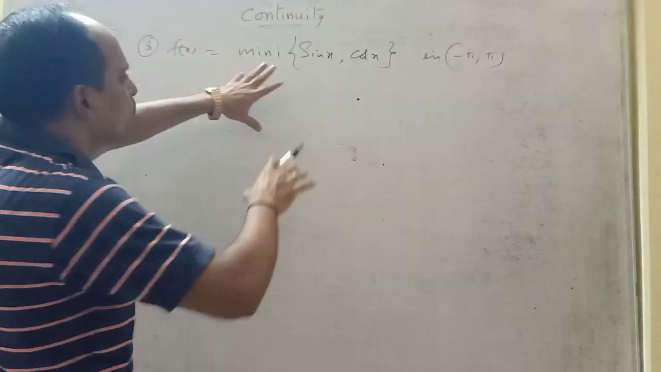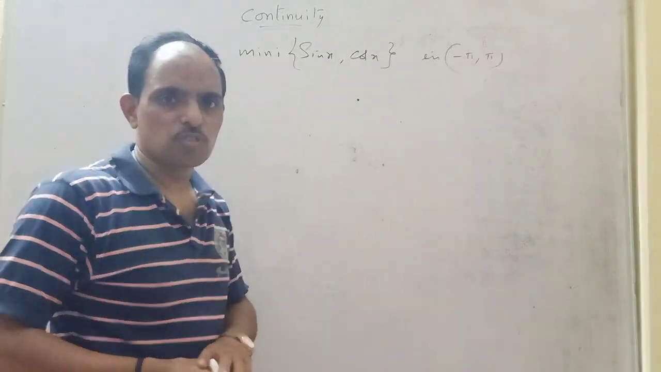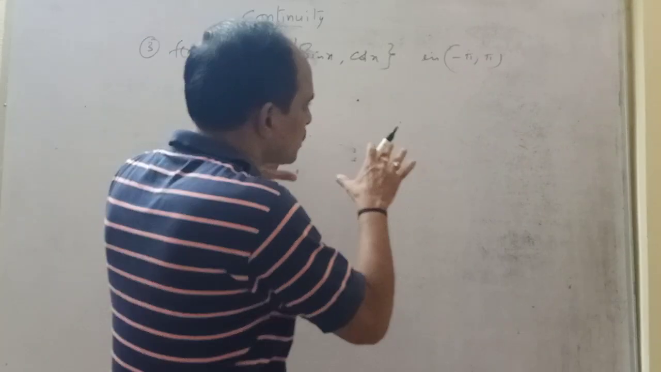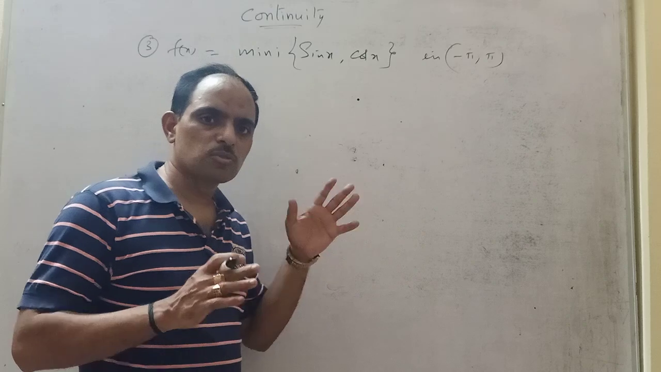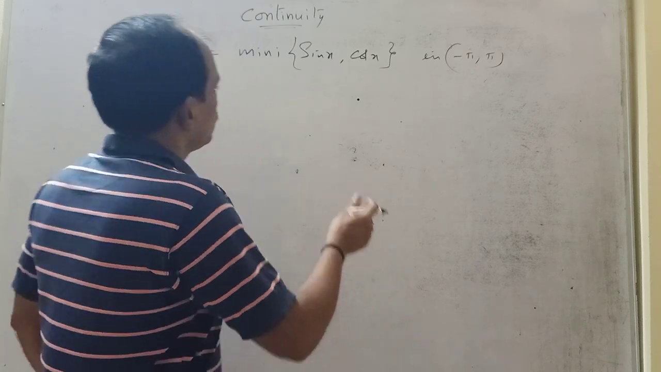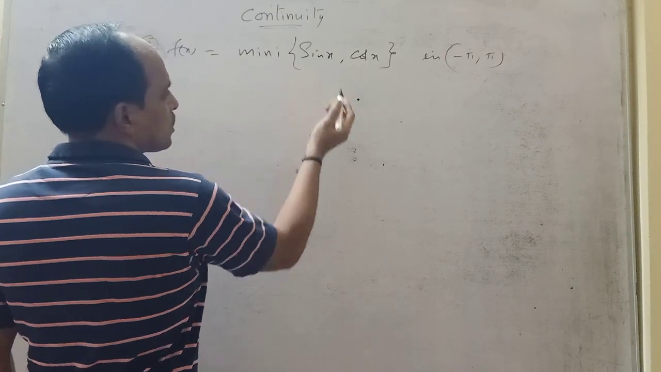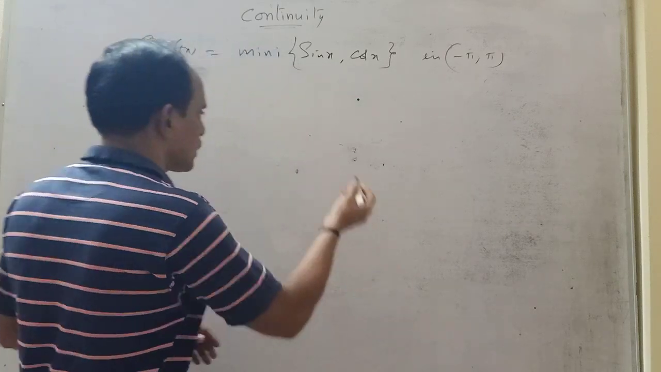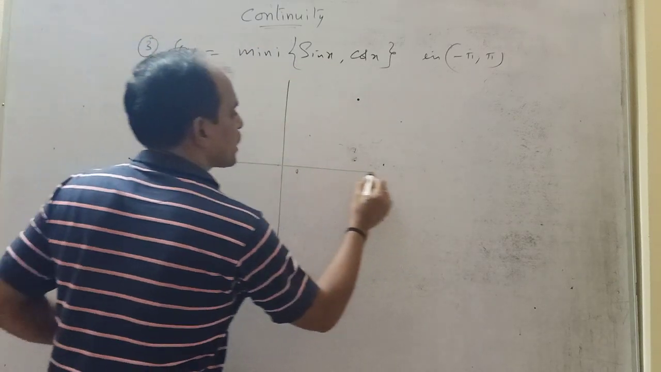Now f of x is the minimum of sin x comma cos x. You should be patient while listening to these types of questions, because they are very important for JEE levels. Now you see, these are two curves. One is sin x and the other one is cos x. I am going to draw the graph of sin x and cos x.